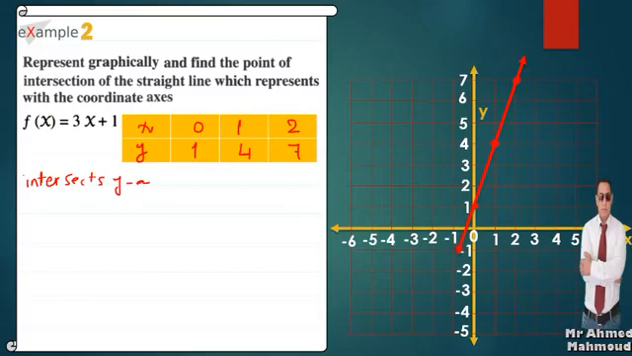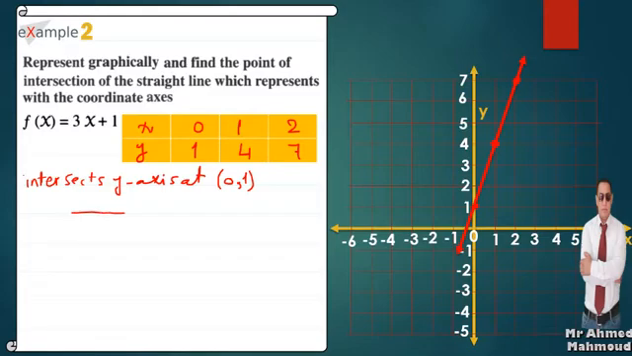Y axis at 0 and 1. Okay, to find the intersection of the x axis, it's negative 1 over 3 and 0, but I can check this one by solving it algebraically.